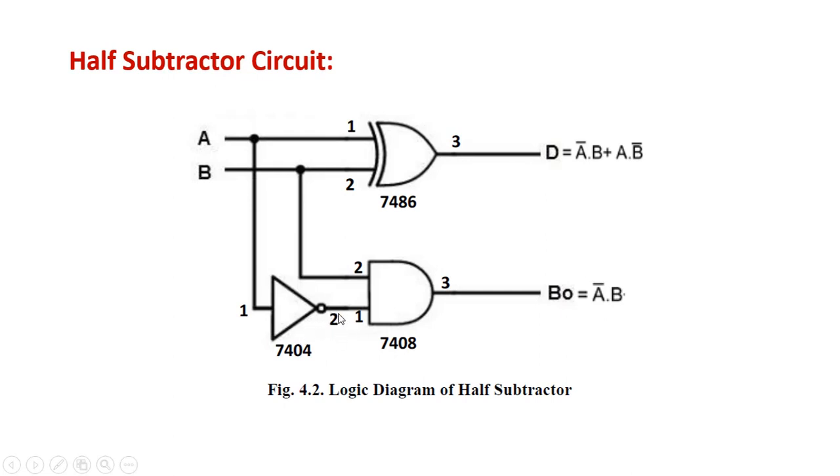Now the output from the second pin will be connected to the first pin of this IC 7408, which is the AND gate, and the second input B we will apply at the second pin, and finally at the third pin we will get the output borrow, A bar B. This way we can form the circuit diagram using basic gates for a half subtractor.